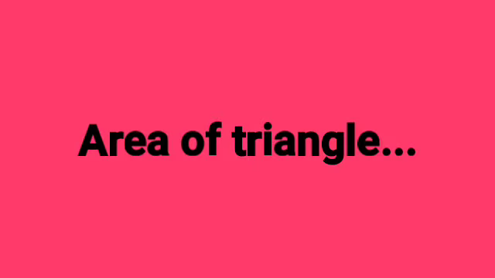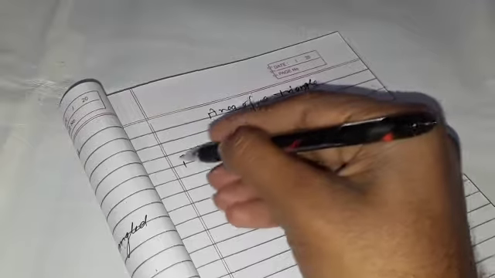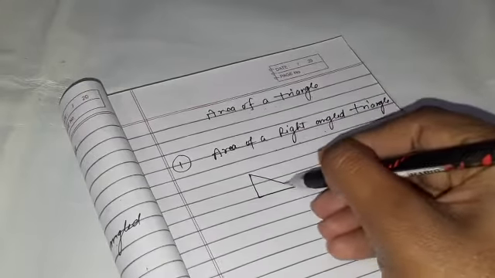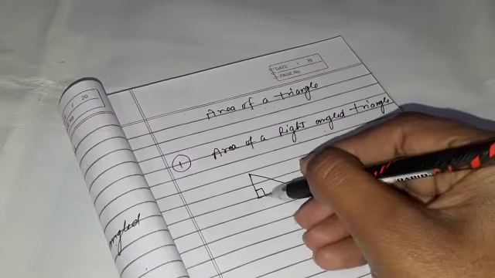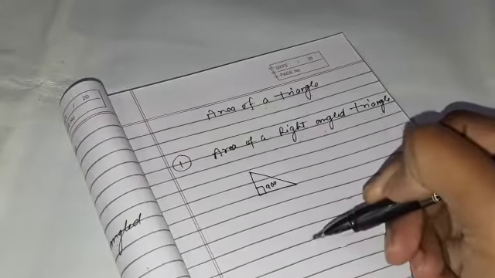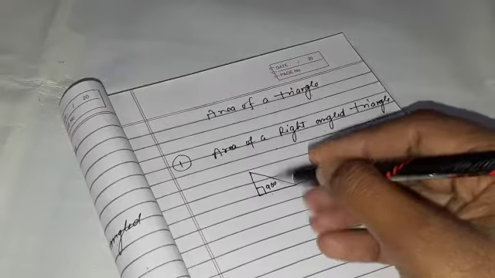Class, our today's new topic is area of a triangle. So class, we are discussing first how to calculate the area of a right angle triangle. But for that you have to understand what is right angle. Right angle means class, when you have a triangle and one of the angles is 90 degree, then we can say that is a right angle triangle.